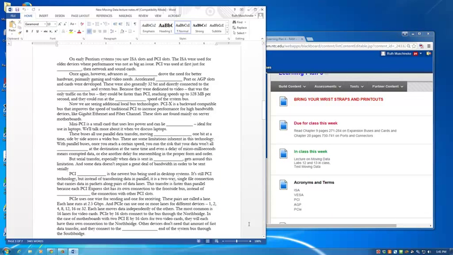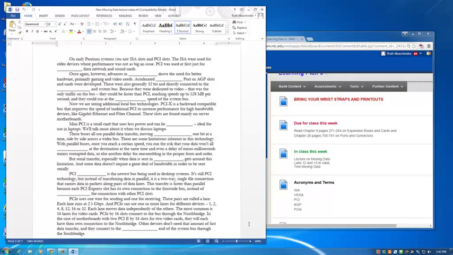On early Pentium systems, you saw ISA slots along with PCI slots. The ISA were used for older devices where performance was not as big an issue. PCI was used at first just for video, then for network and sound cards.